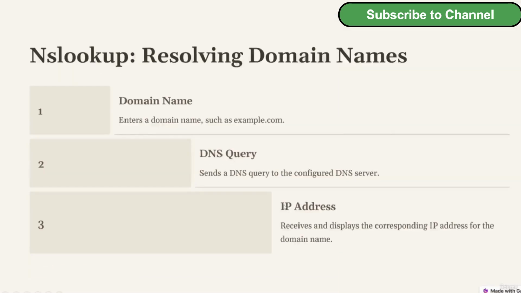Then next is nslookup. Nslookup is used for resolving domain names, that is DNS. You enter a domain name such as example.com. Then it sends the DNS query to the configured DNS server, and the IP address is received and the corresponding IP addresses for the domain name are displayed.